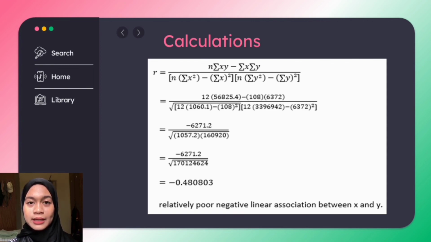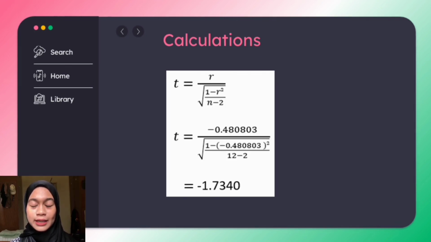Then we will get negative 0.480803, which is relatively poor negative linear association between x and y. Lastly, we need to calculate the t value using the formula, and we will get negative 1.7340.